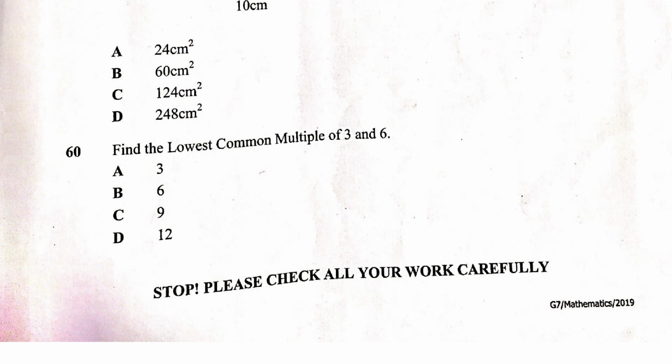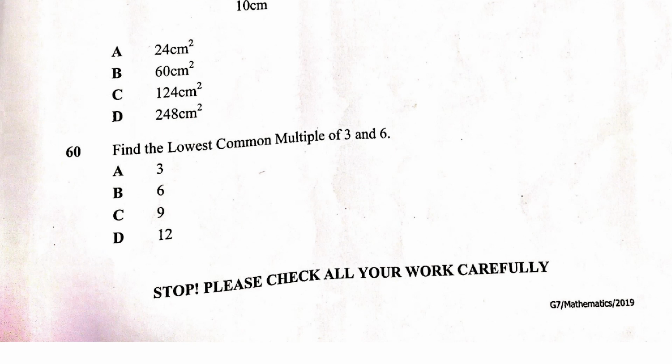So we add this and that. So we are going to have 120 plus 80 plus 48. What is it going to give us? That is 8. 2 plus 8, that is 10, plus 4, that is 14. 248 centimeter squared. That is the total surface area of this cuboid.